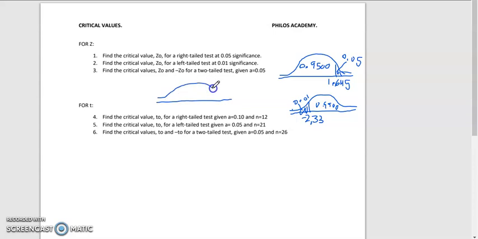Two-tailed test, right? Two-tailed, meaning there are two tails. So we shade the two tails. Now, you've been given a significance of 0.05. For a two-tailed test, you have to divide the significance by 2. When you divide it by 2, you get 0.025. So this place will be 0.025. And this place too will be 0.025.